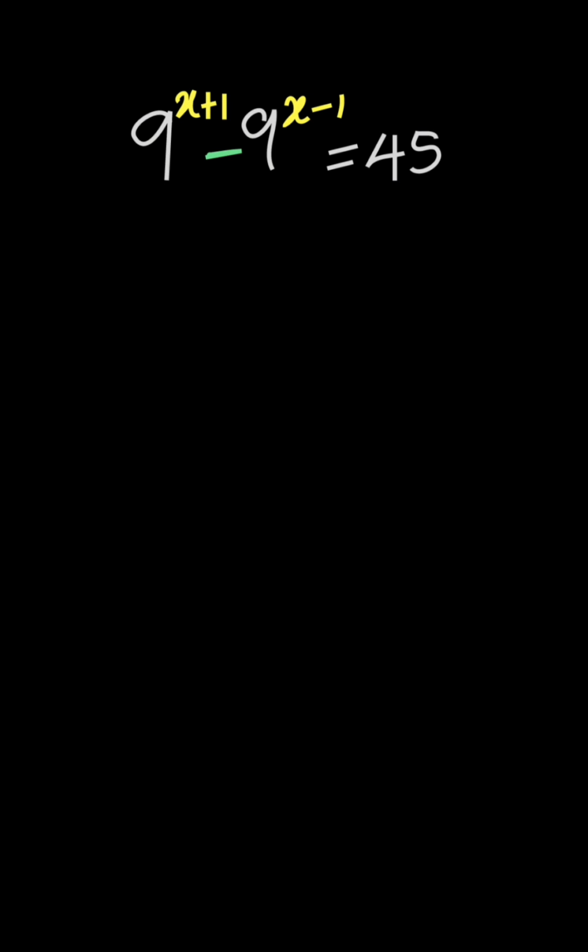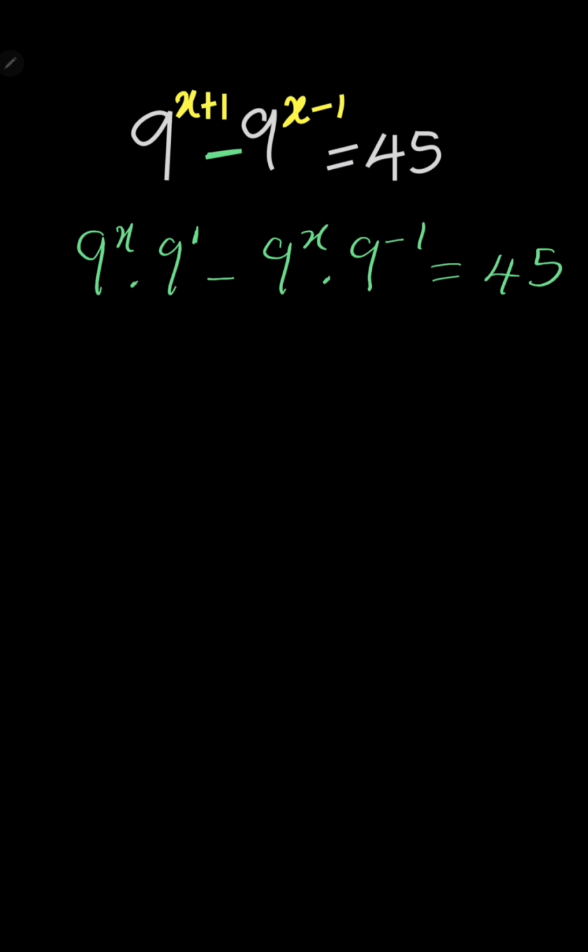We have 9 to the power of x plus 1 minus 9 to the power of x minus 1 is equal to 45. I can call this 9 power x multiplied by 9 power 1 minus 9 power x multiplied by 9 power negative 1. Everything is equal to 45. Notice that 9 power x is common on the left hand side, so we'll factor it out. We then have 9 power 1 minus 9 power minus 1.